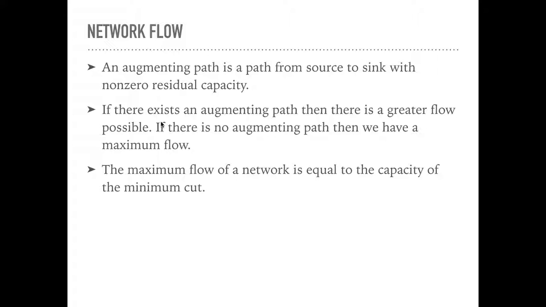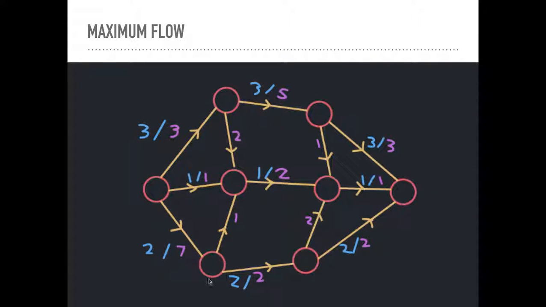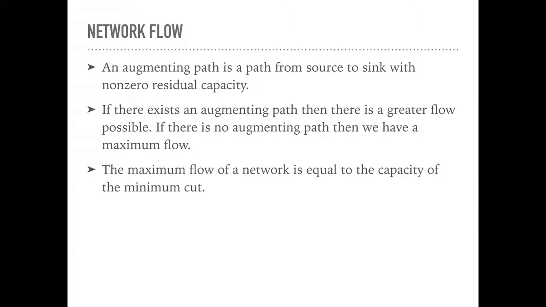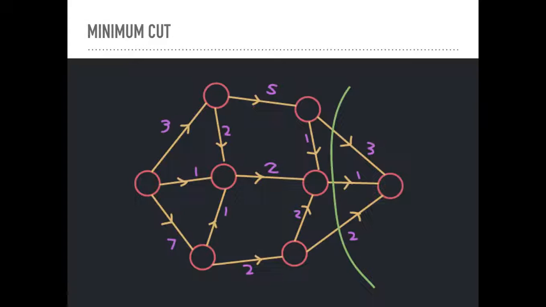If there exists an augmenting path, then there is a greater flow possible. If there is no augmenting path, then we have a maximum flow. The maximum flow of a network is equal to the capacity of the minimum cut. So pretty intuitive. If there's no augmenting path, then there's nowhere to push more flow through. So you have a maximum flow. And similarly, the maximum flow is equal to the capacity of the minimum cut.